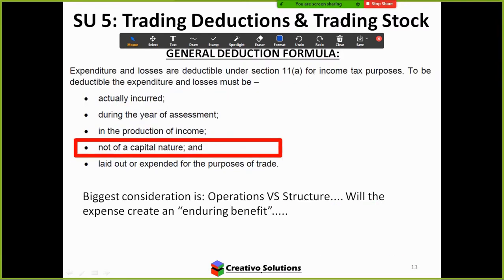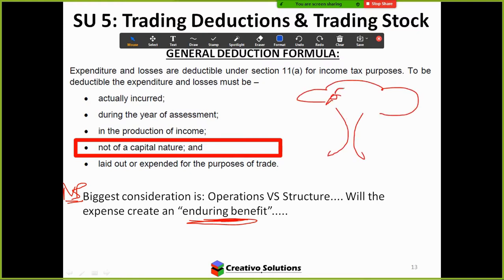Here it is, on the next page. Biggest consideration: enduring benefit. Operations versus structure. Tree versus the fruits. Remember that. The tree and the fruit principle is very important, but that's for income.